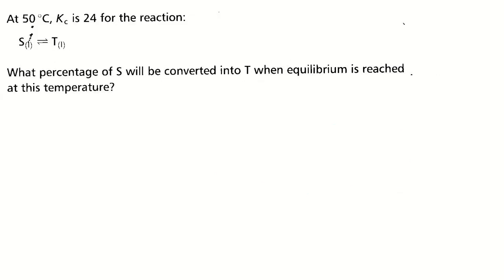Let's have a go at this question here, which is S and T. It's pretty much the same, to be quite honest with you. The only difference here is that it's asked us about the percentage of S that is converted to T. So let's bring this down to here and write in the information we've got. Our Kc, we know, is 24. And it asks us what percentage.